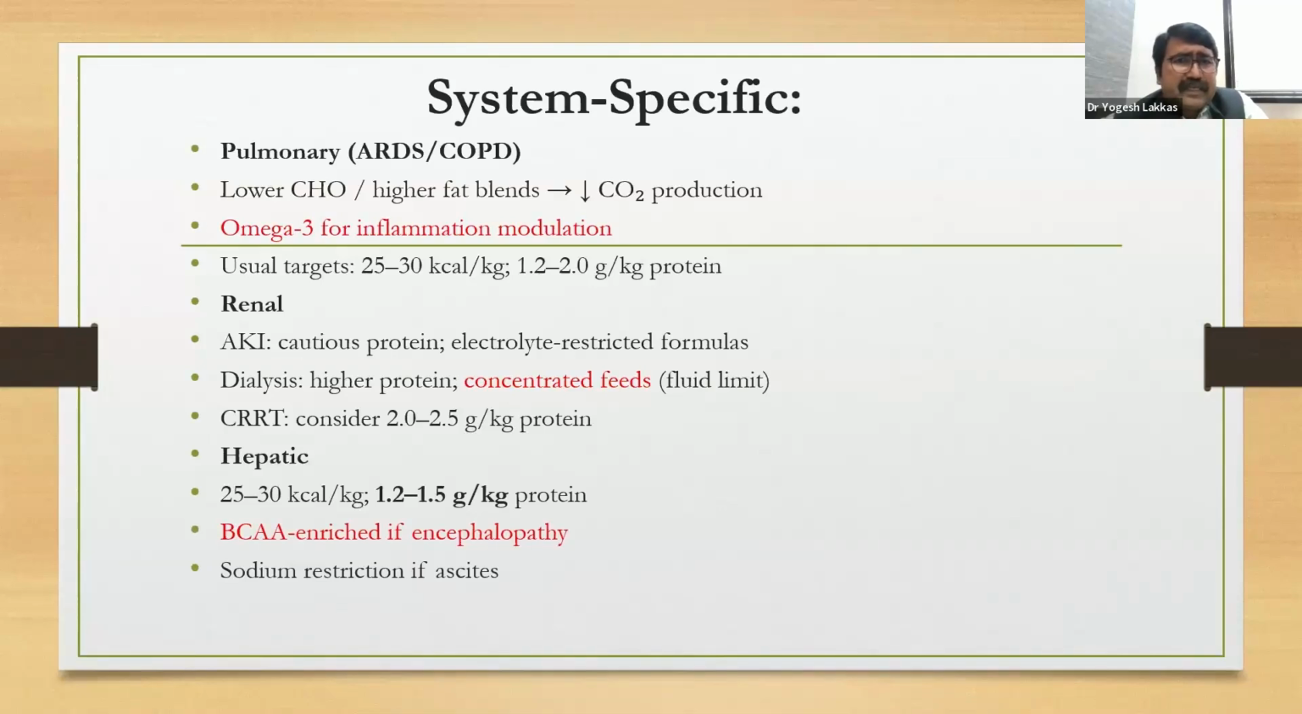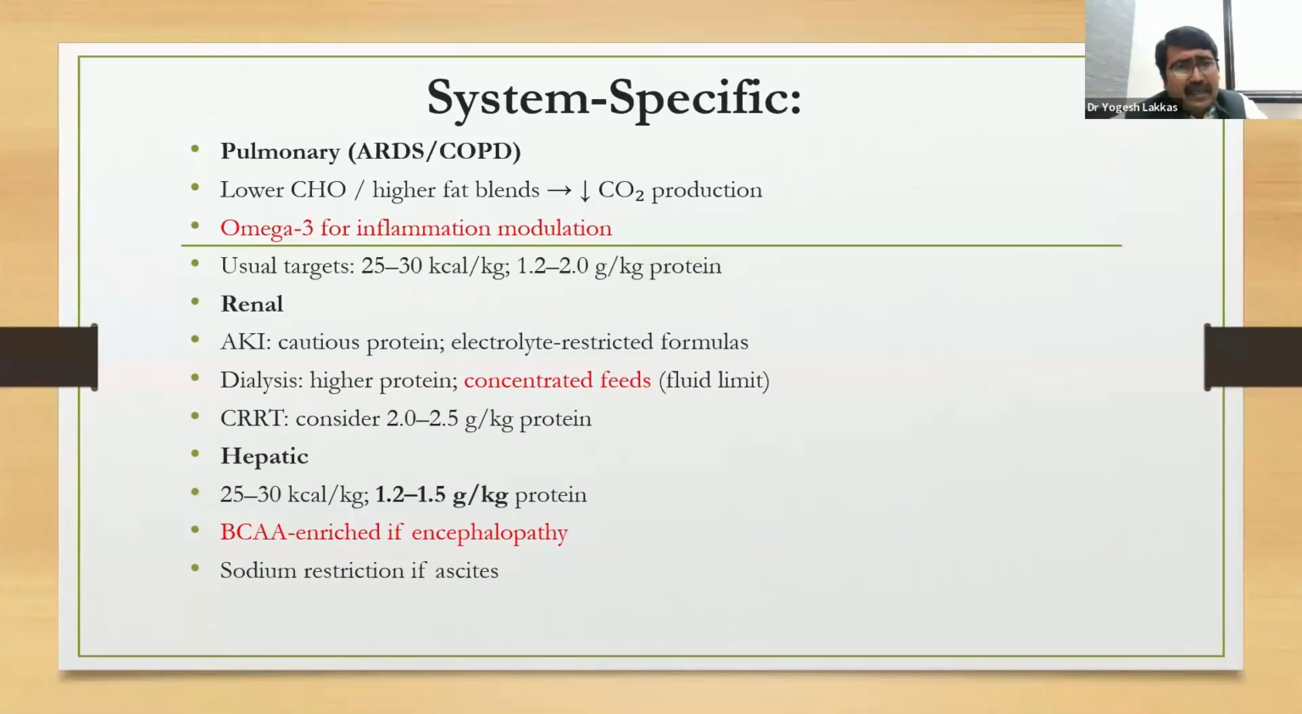Then system specific nutrition, that will matter a lot. Pulmonary, ARDS or COPD patients: lower carbohydrate, higher fat, that will lead to decreased CO2 production. Then omega 3 fatty acids for inflammation modulation can be used. Usual targets are 25 to 30 kilocalorie per kg, and protein 1.2 to 2 gram per kg that we have seen.